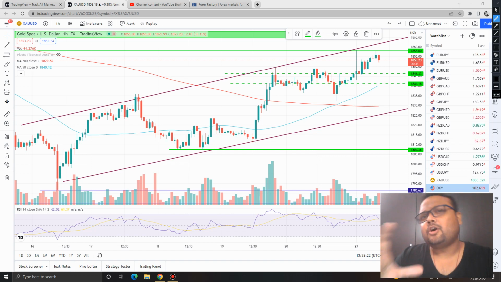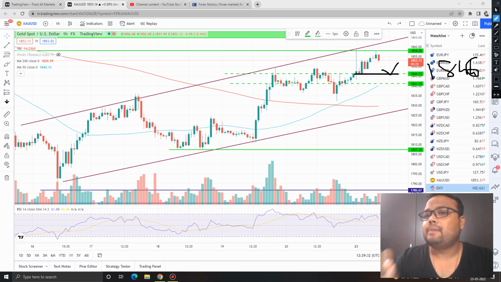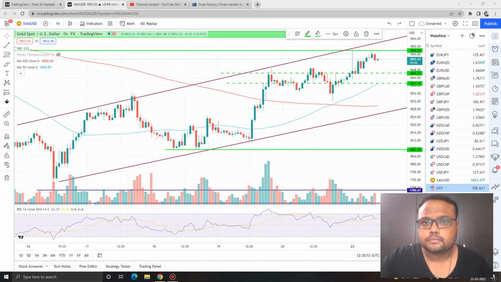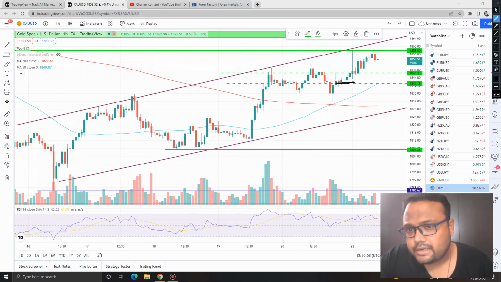So in case of a normal correction in the market, there is a possibility that the market will try to take support around 1846, and if the market bounces from the 1846 level, you can go for a buy. But if the selling is high enough and you find the market breaking 1846, then the next level will be 1841 to 1840. This will be your next important level.